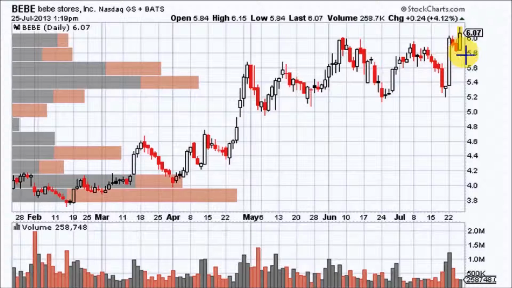And as you can see, 5 sessions ago, it formed a beautiful little tiny hammer, which is a reversal signal in a downtrend, just below the lower part of this volume by price bar. So basically it has found support in this area in the last 5 sessions. It went a little bit lower, but it's just showing that it now has support in this area.